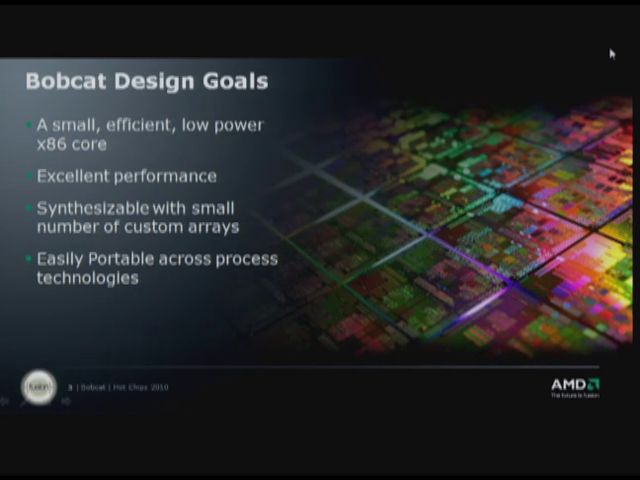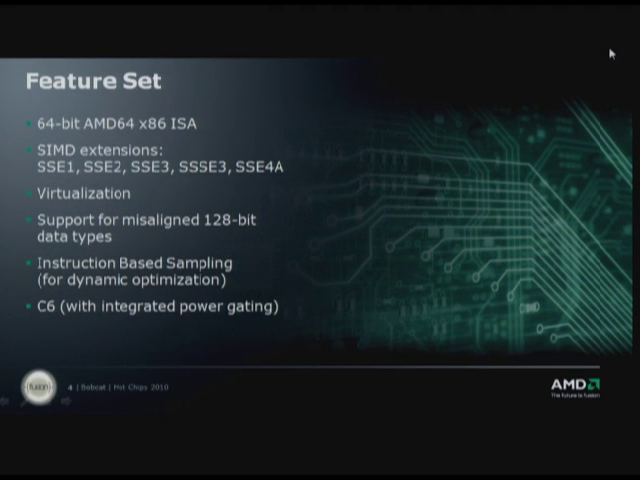The second part of it is we want it to be a synthesizable design. We want to be able to take this core to other processes, to map it quickly, to take it to various arenas and give us the flexibility to do a number of things with this core. At the same time, tiny, small, low power, we wanted to have a rich feature set. This is a full 64-bit instruction set. It's the AMD64 x86 ISA. We've got all the SSE extensions through SSE3, through the Supplemental SSE3, plus some of the extensions we call SSE4A, which were on the Athlon II core.